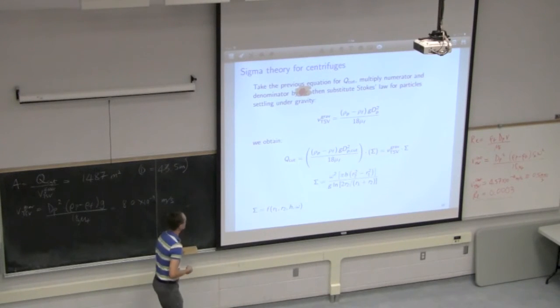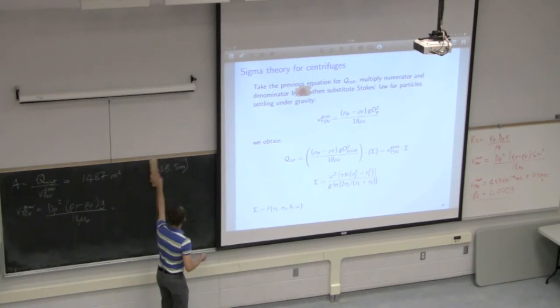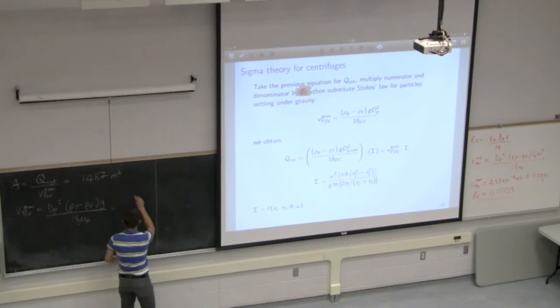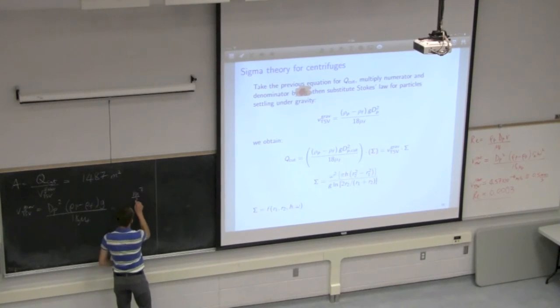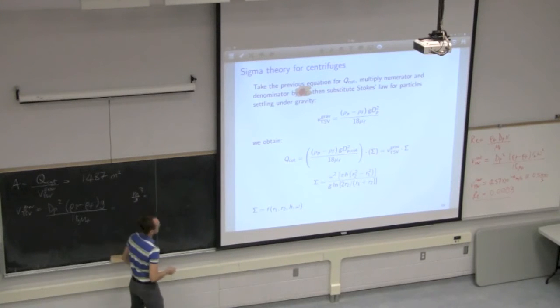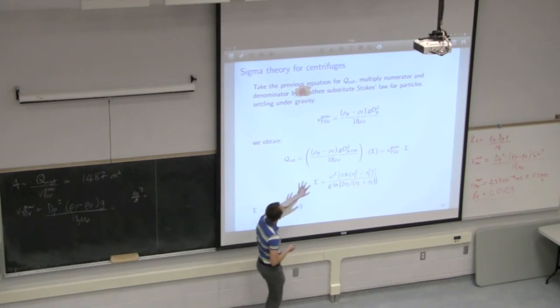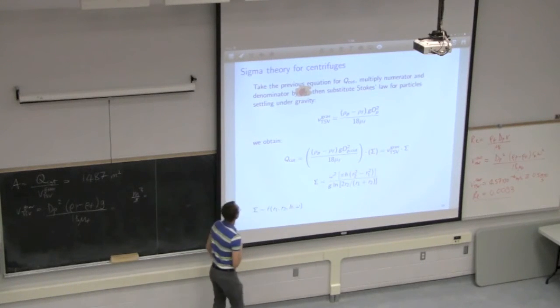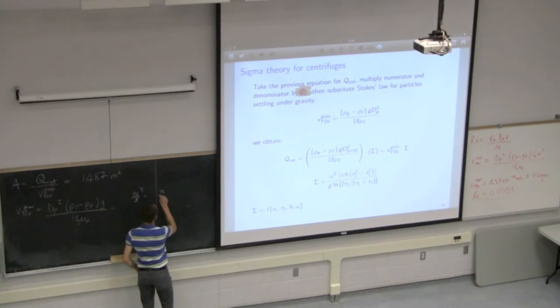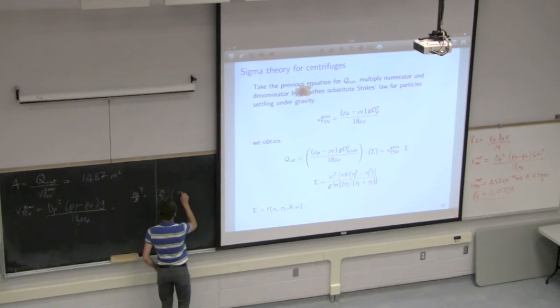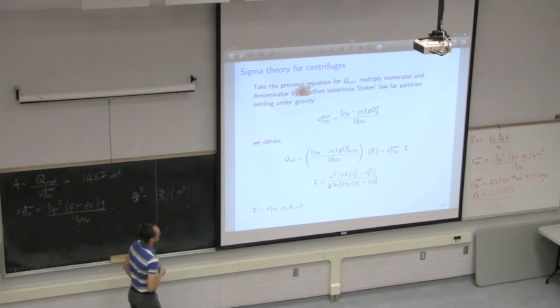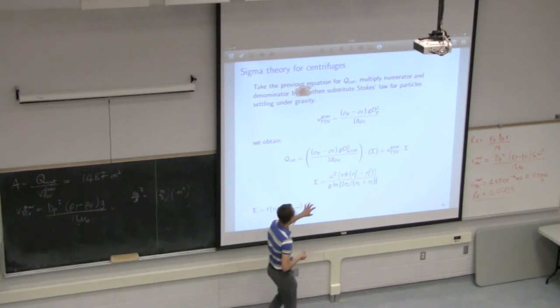Let's just check the dimensions on that equation. Q has units of meters cubed per second. And then this term over here, the terminal settling velocity under gravity, has units of meters per second. So sigma must have units of meters squared to make that consistent. And in fact, it does hold: if you look at the units of this formula over here, you get meters squared.